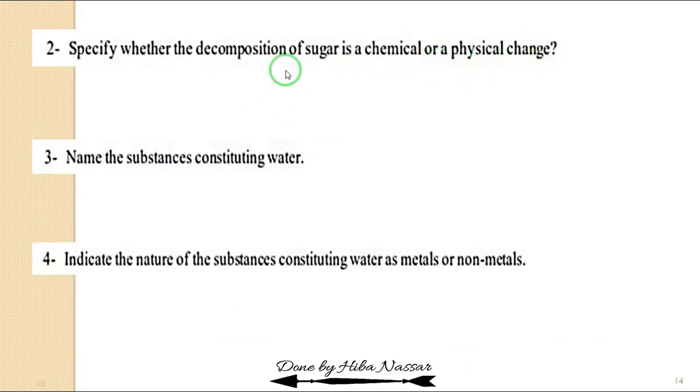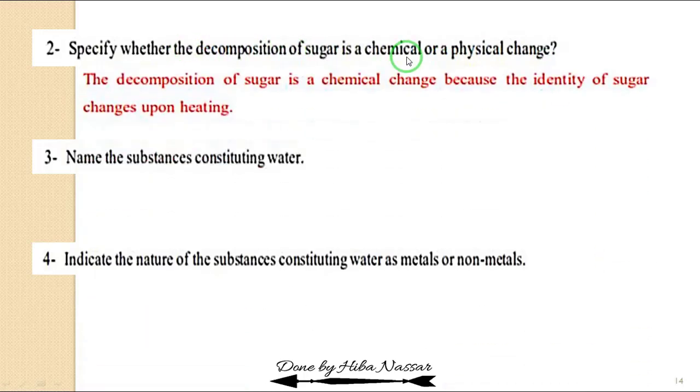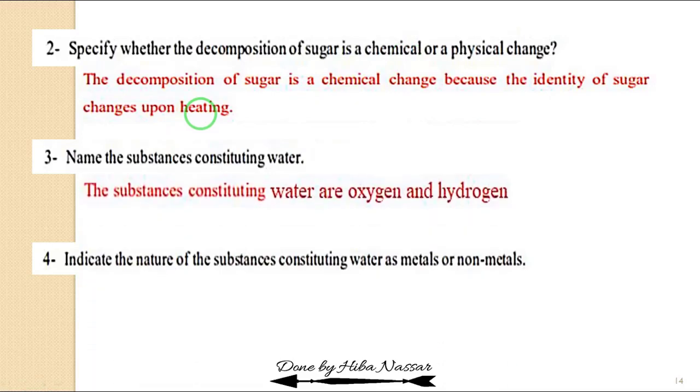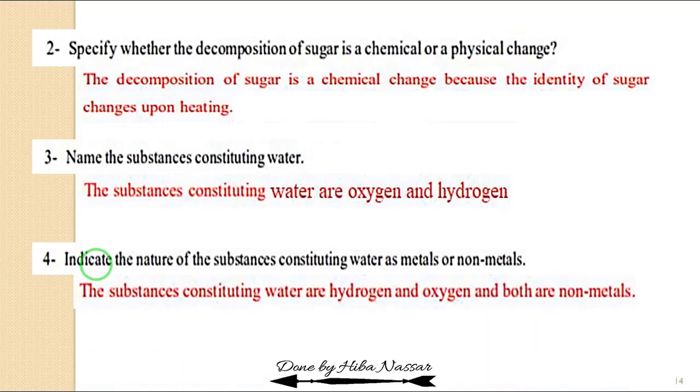Number 2. Specify whether the decomposition of sugar is a chemical or a physical change. The decomposition of sugar is a chemical change because the identity of sugar changes upon heating. Number 3. Name the substances constituting water. The substances constituting water are oxygen and hydrogen. Number 4. Indicate the nature of the substances constituting water as metals or nonmetals. They are hydrogen and oxygen, and both are nonmetals.